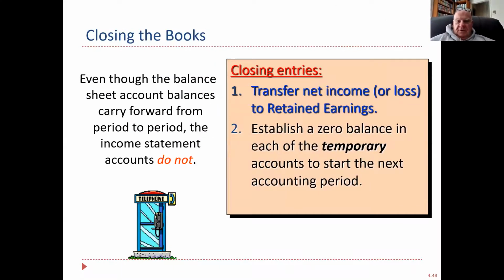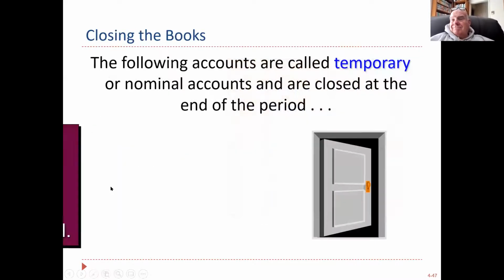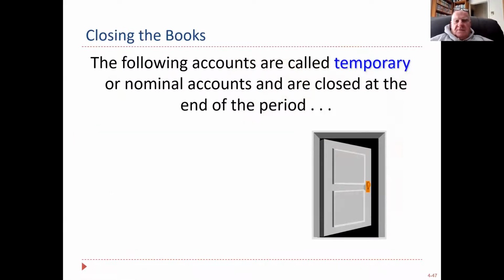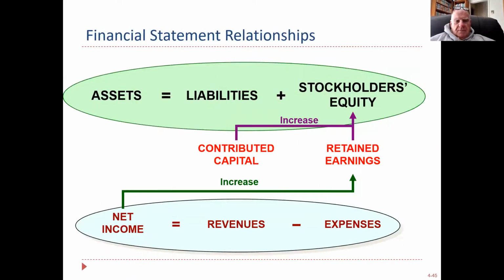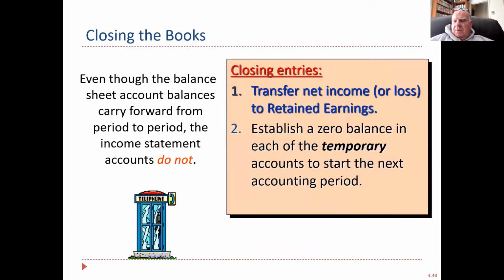Closing entries. Even though the balance sheet account balances carry forward period to period, the income statement accounts don't. Did you know that? Well, you should know it now, huh? At the end of the period, we have to zero out everything that's on the income statement, meaning the revenues, expenses, gains, and losses. And we're going to do that and move that net income to retained earnings, leaving a zero balance in those accounts going into the next month.